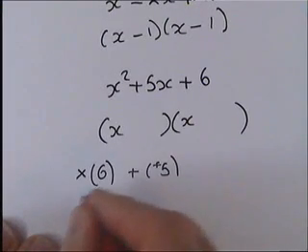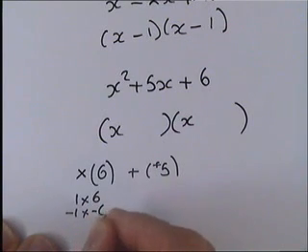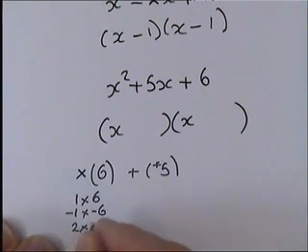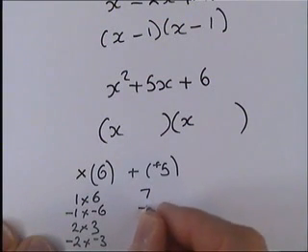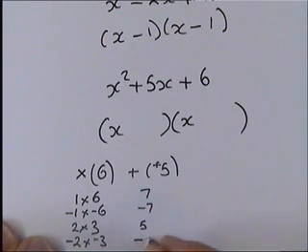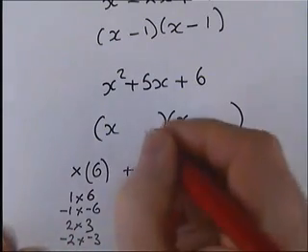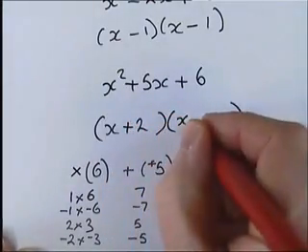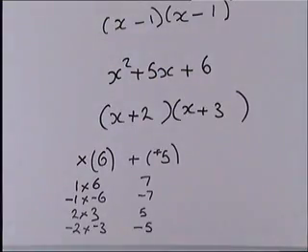So let's look at the pairs of numbers that make 6. Well, that could be 1 times 6. It could be negative 1 times negative 6, 2 times 3, or negative 2 times negative 3. Now if we add these together we get 7, negative 7, 5, and negative 5. So the pair of numbers that give 6 when you multiply them and 5 when you add them is positive 2 and positive 3. So we have factorized that quadratic.